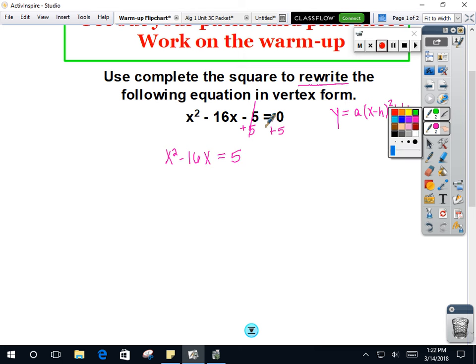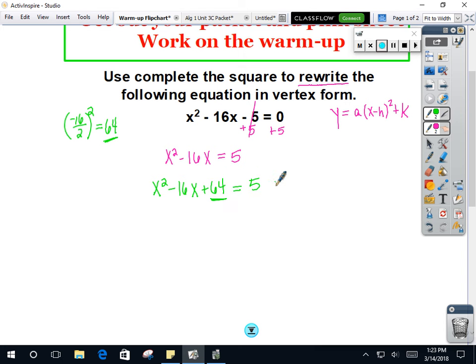The next step is to take your b value, which is negative 16, divide it by 2, which will become negative 8, and square it, which will become a 64. You then add that number in to both sides of the equation. So you'll add it on this side, right here, and then on the other side, you'll add it to the 5. On the right, it will simply just combine because 5 plus 64 is 69.